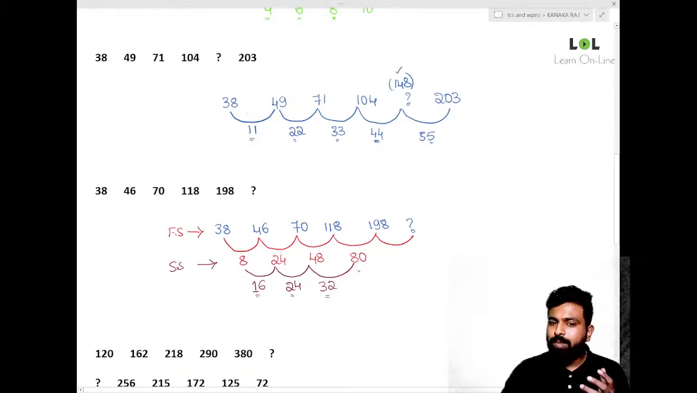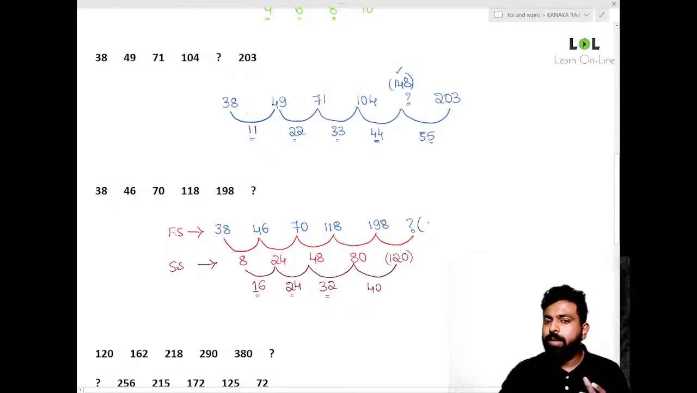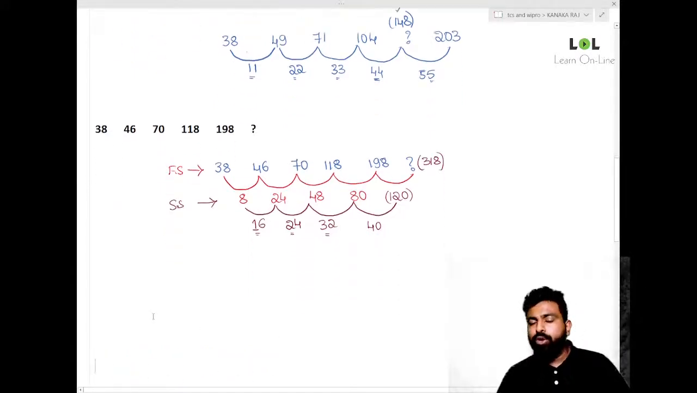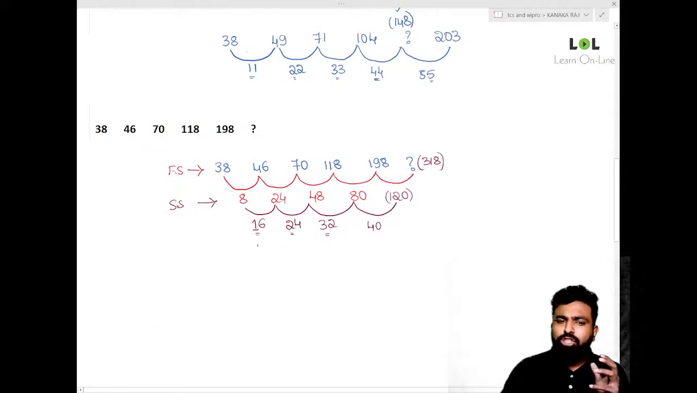So what will be your next multiple of 8 after 32? After 32, the next multiple will be 40. 80 plus 40 is nothing but 120. 120 is the term missing in the second series. Now what will be the term missing in my first series? 198 plus 120. It can be taken as 200. 200 plus 120 gives you 320 minus 2 is nothing but 318. That is the right answer. Perfect answer.